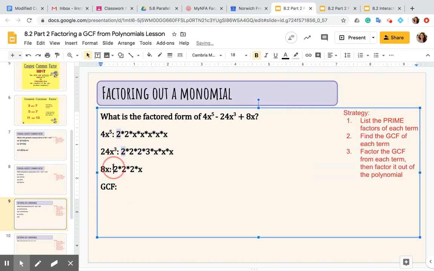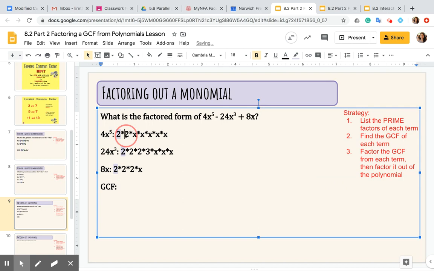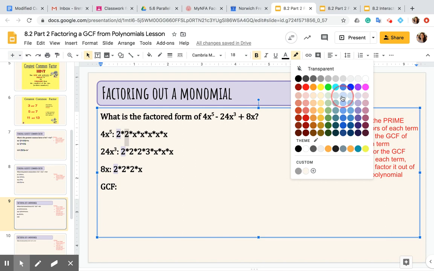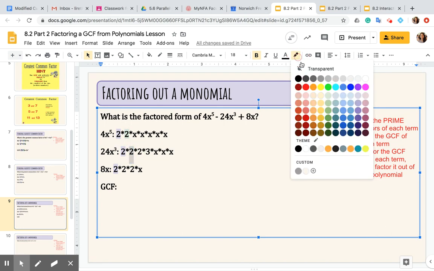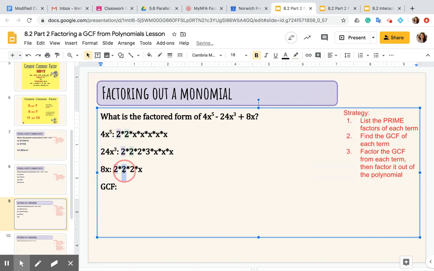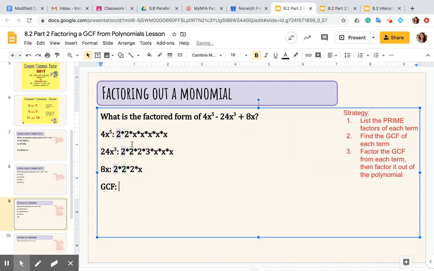Here's its matching pair, and another matching 2. I have another 2 here, another 2, and another 2. So I can actually pull another 2. I should probably choose a different color, it looks a little too similar. Let's do green, green, green. See how there's another one that I can take out? And then that looks like that's it for my coefficient.